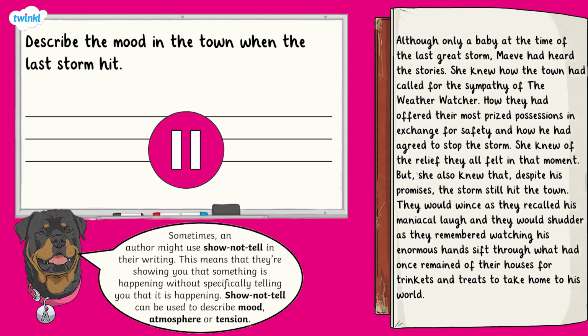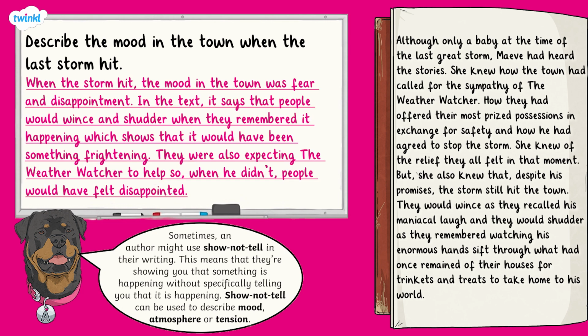Do you have an answer? Great. Remember, there are many different ways to answer this question. Your answer might be different to the example one shown on the screen. The example answer says, when the storm hit, the mood in the town was fear and disappointment. In the text, it says that people would wince and shudder when remembering it happening, which shows that it would have been something frightening. They were also expecting the weather watcher to help, so when he didn't, people would have felt disappointed. Well done if you answered that question correctly.